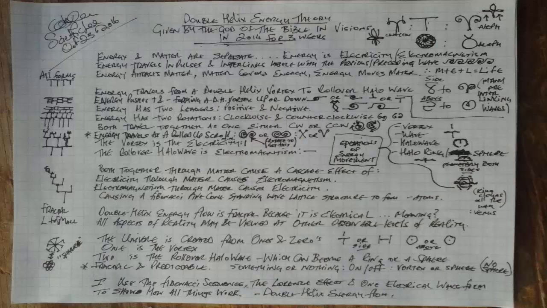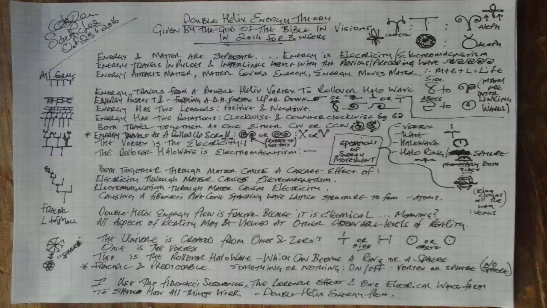I wrote another double helix energy theory paper the other day because the other one was back from March, and there is so much to it, but I'm trying to explain it so that I don't miss anything, so nobody accuses me of missing anything, because it explains everything. So I'm going to read this one out too. It's kind of the same as the last one, but it's got a little bit more detailed information in it. So, double helix energy theory given by God of the Bible in visions in 2014 for 3 weeks.